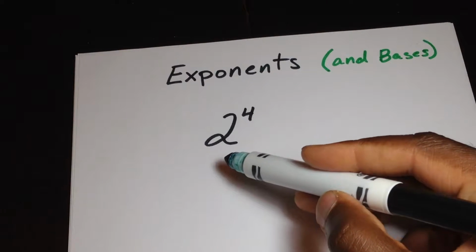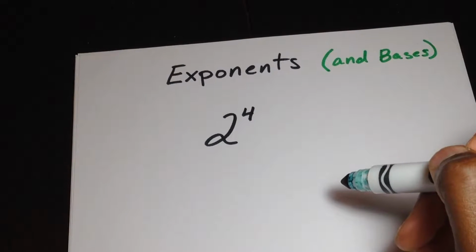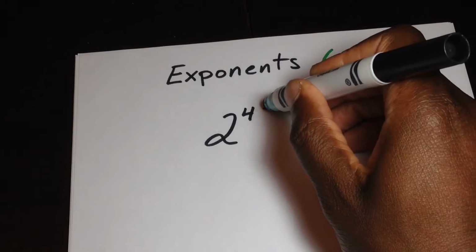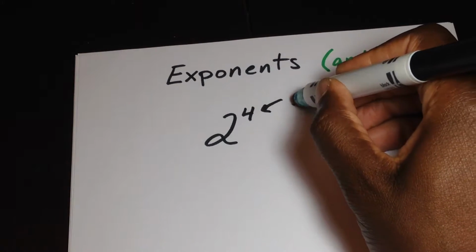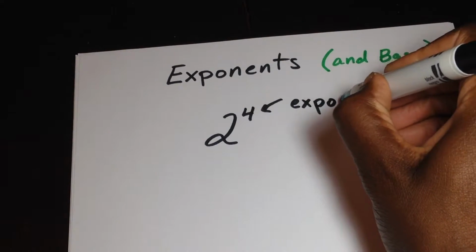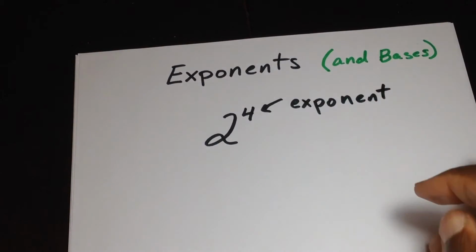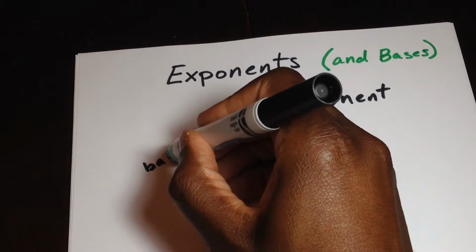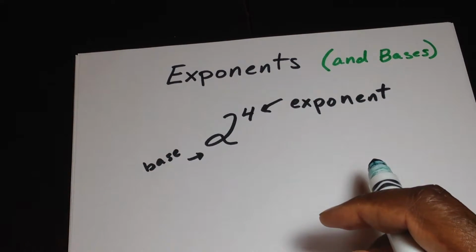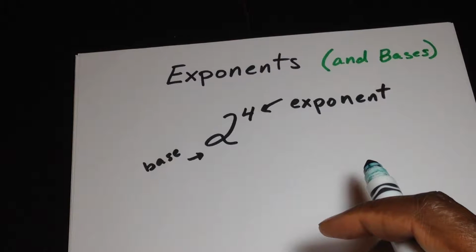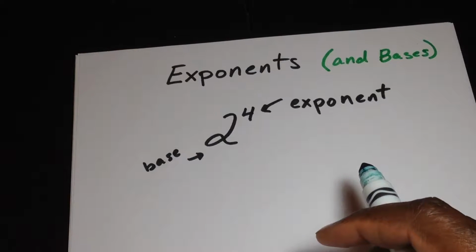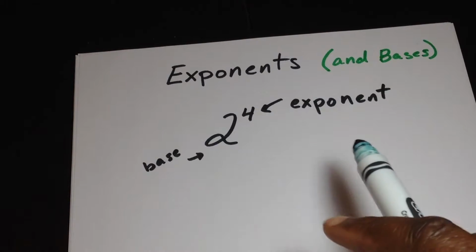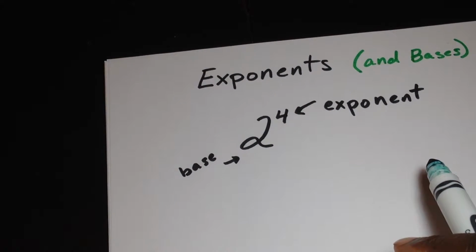We have an expression here which is 2 to the fourth power. Just want you to know that this little 4 is your exponent, and the 2 over here is the base. Again, making that base feel special. So 4 is the exponent, the small number, while 2, the big number that's here, is the base. Now, what does this expression mean?